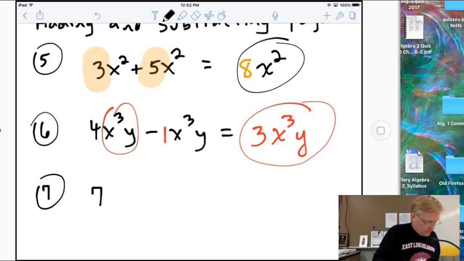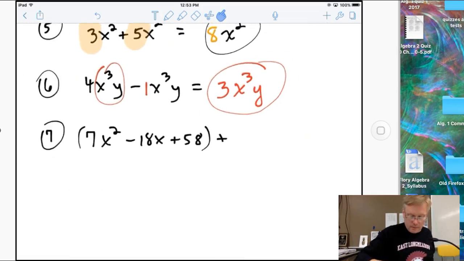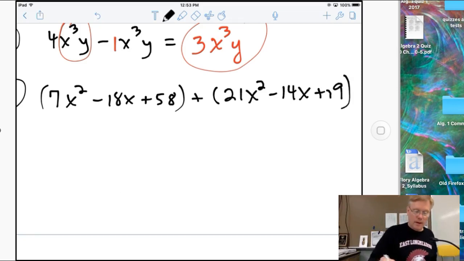Number 7. 7x squared minus 18x plus 58 plus, that whole thing is in parentheses because it's a trinomial, 21x squared minus 14x plus 19. Alright, so I'm going to add these together.